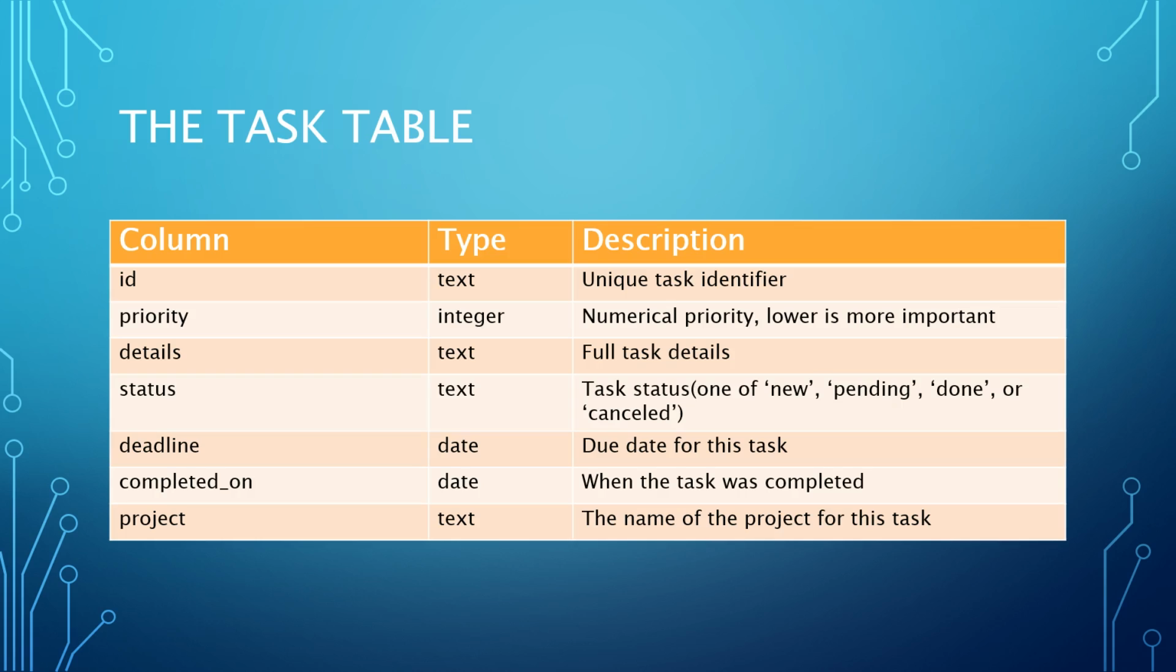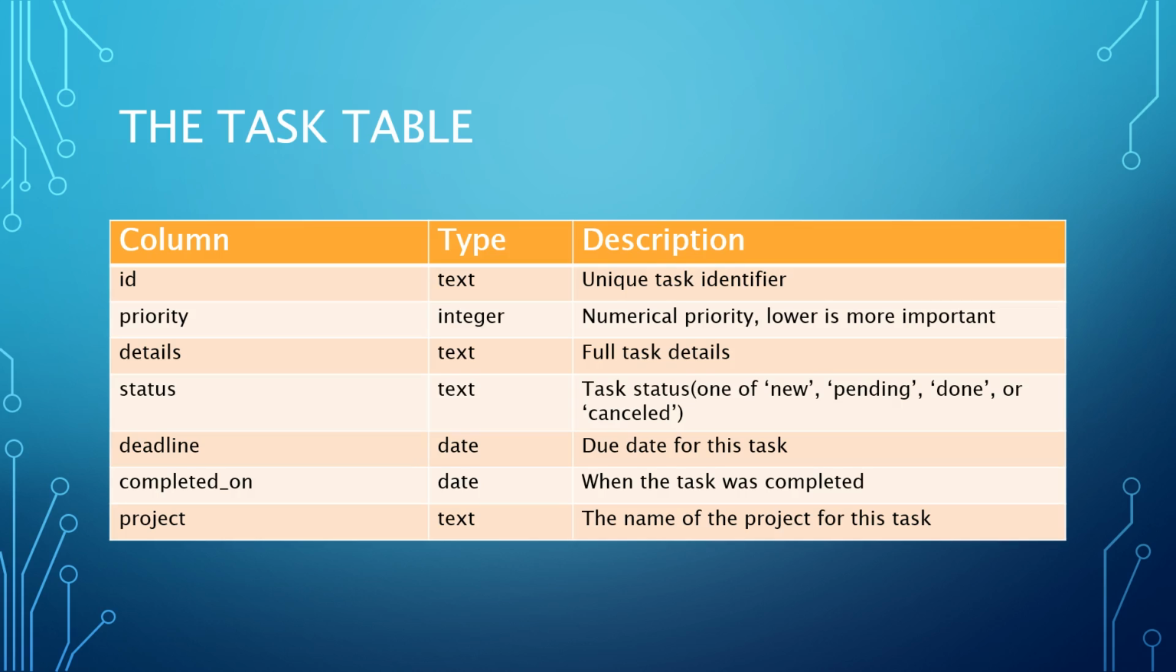need to have an ID with the type text, which is a unique task identifier, and a priority column with the integer type, numerical priority. Lower is the more important integer. And then we need the details column with type of text, which is a full task details description.